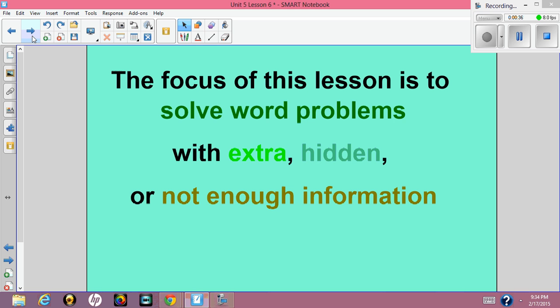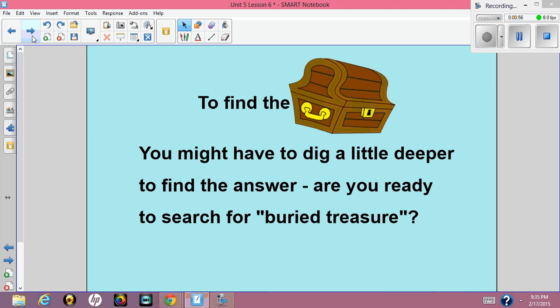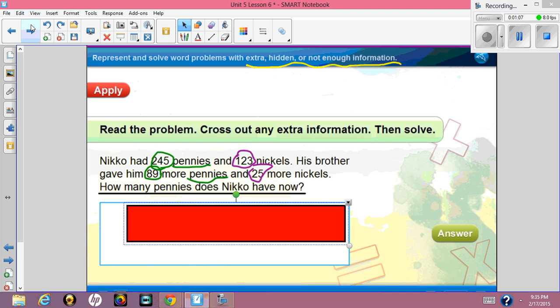It is really important for us to be able to pull out information. Just as it was hard to see among those reeds, it is hard for us to sometimes pull out the information to solve these word problems. But we're going to learn some tools and some ideas that will help. To find the hidden treasure, you might have to dig a little deeper to find the answer, or are you ready to search for the buried treasure?